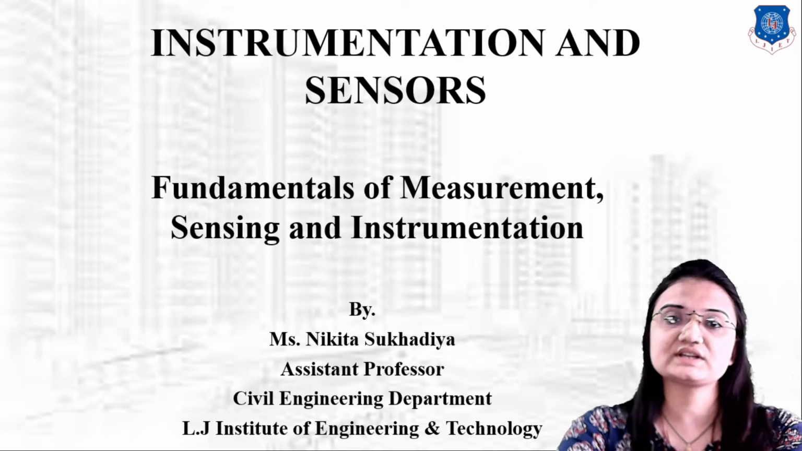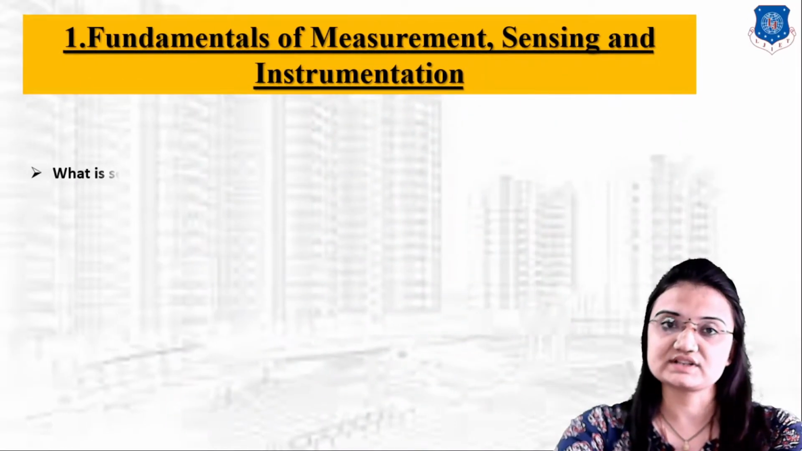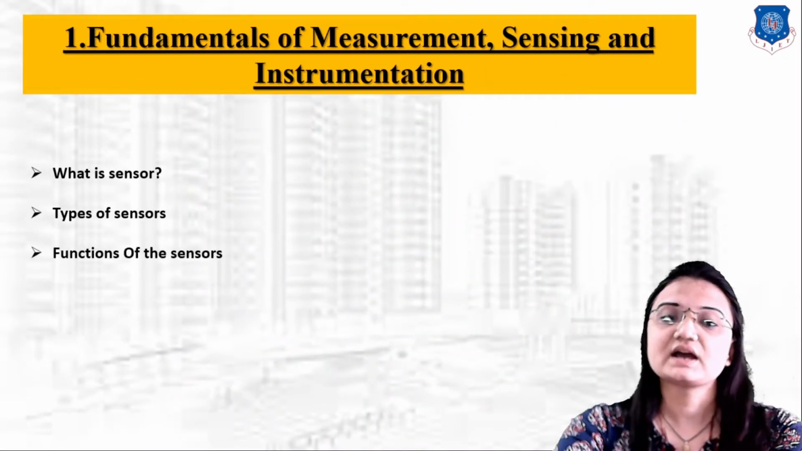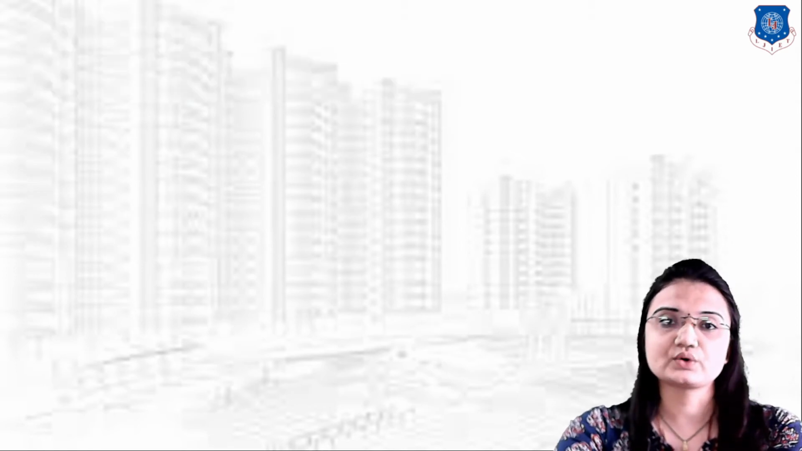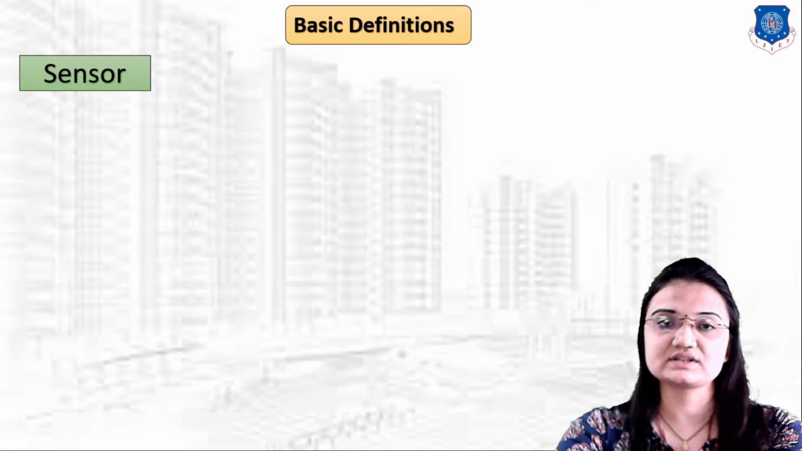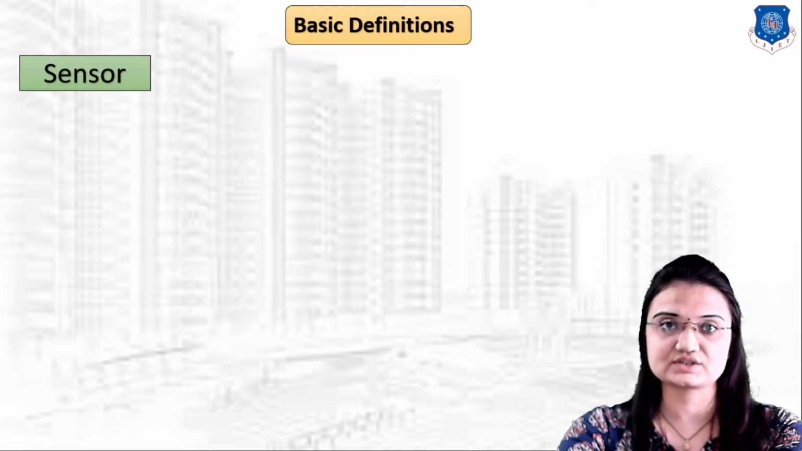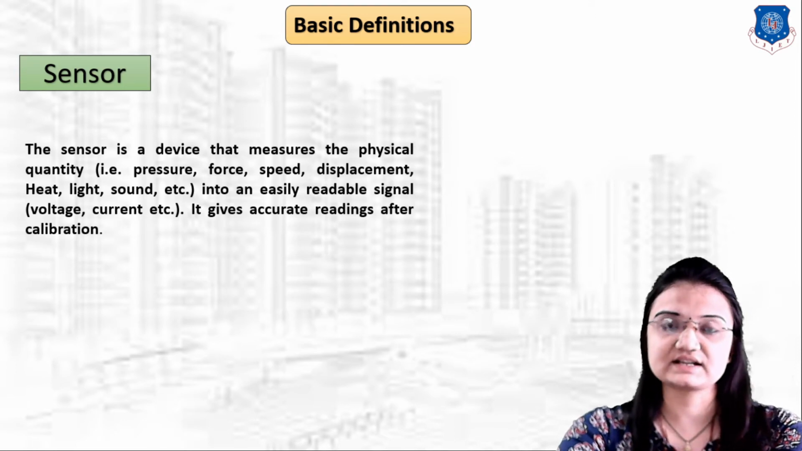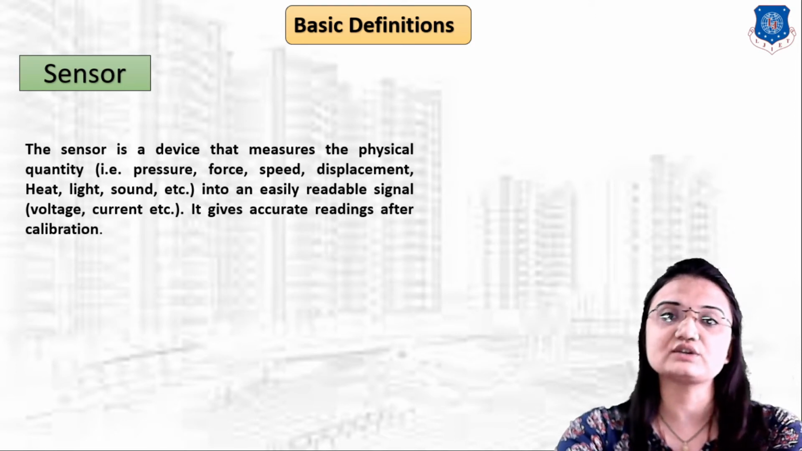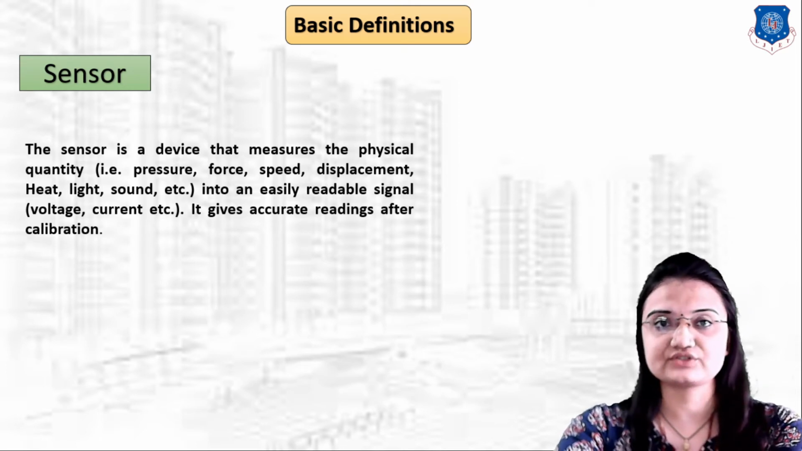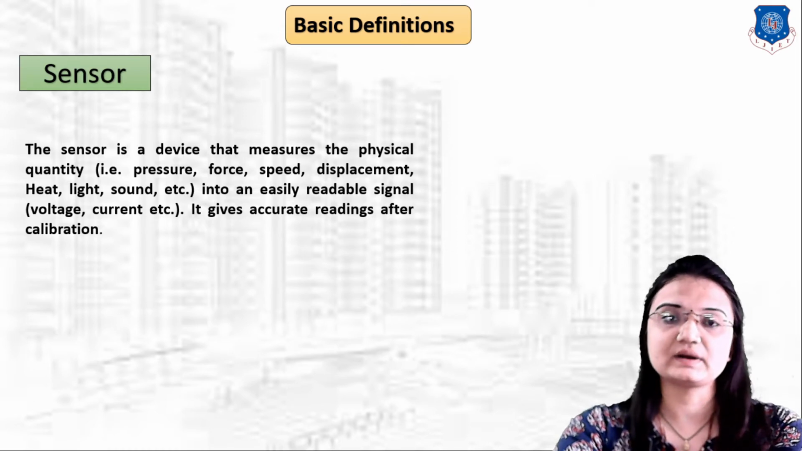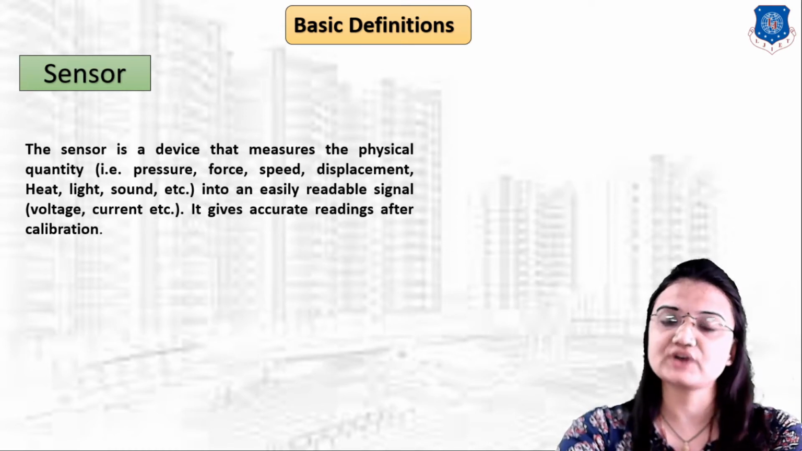Today in this lecture, we will learn about what a sensor is, the types of sensors, and the functions of the remaining sensors. First, let us recall the basic definition. A sensor is a device that measures or senses physical quantities like pressure, temperature, speed, force, displacement, heat, light, sound, etc., into an easily readable signal form, that is voltage and current.